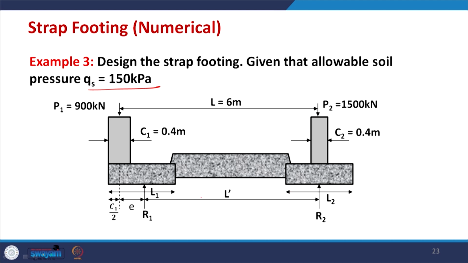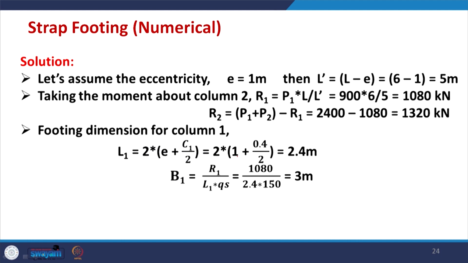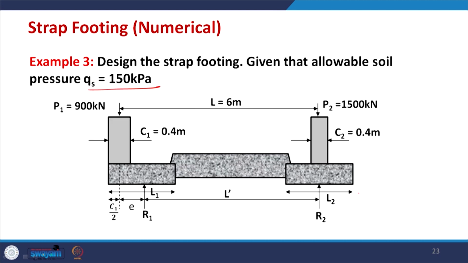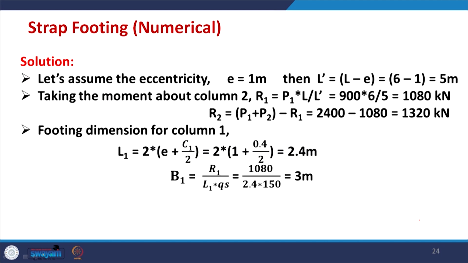Because P1 and R1 are not both known, but L, L dash and P1 are known, you can get the value of R1. So, R1 equals P1 into L divided by L dash. So the value of reaction R1 is known. Once R1 is known, R2 will simply be the total load P1 plus P2 minus R1, and that has been found here. So by taking the moment, we are able to get the values of R1 and R2.